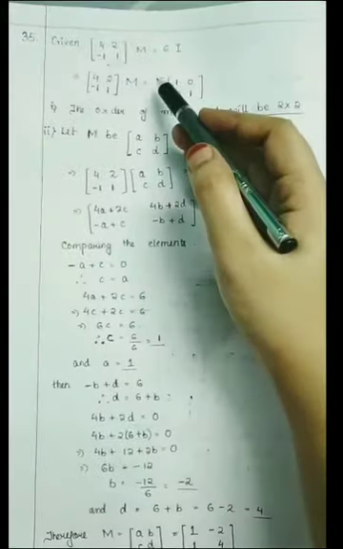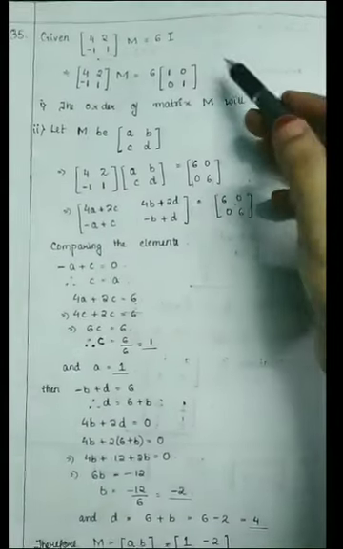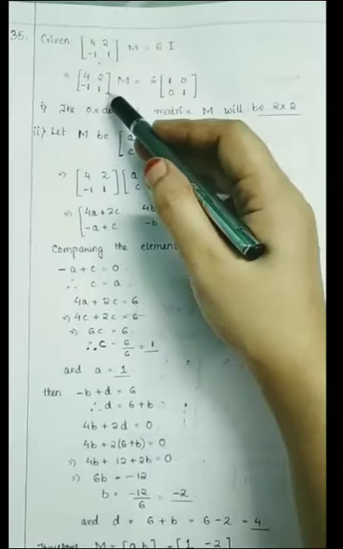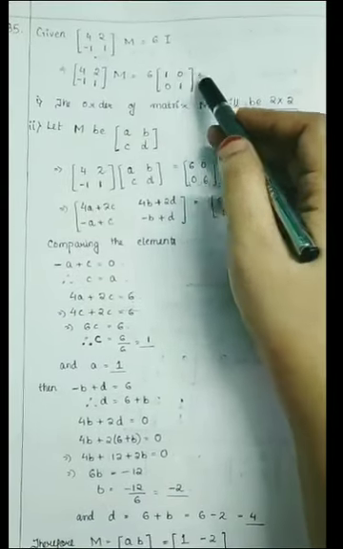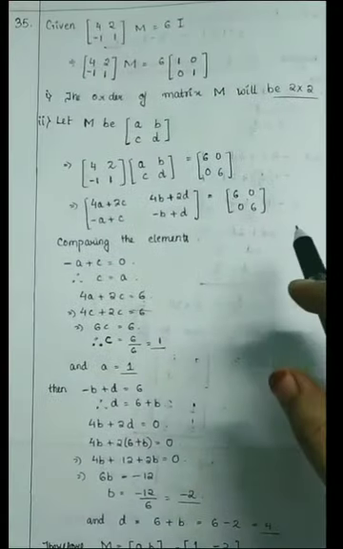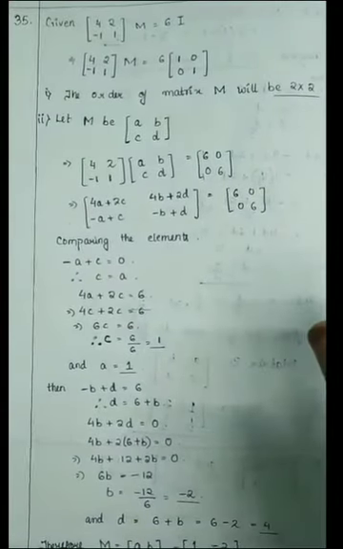Question number 35. Here given is the matrix 4, 2, minus 1, 1 and M is equal to 6I. Okay, so this is multiplied by M and this is equal to the 2 into 2 ordered identity unit matrix. So we have to write 1, 0, 0, 1. We'll write it over here.